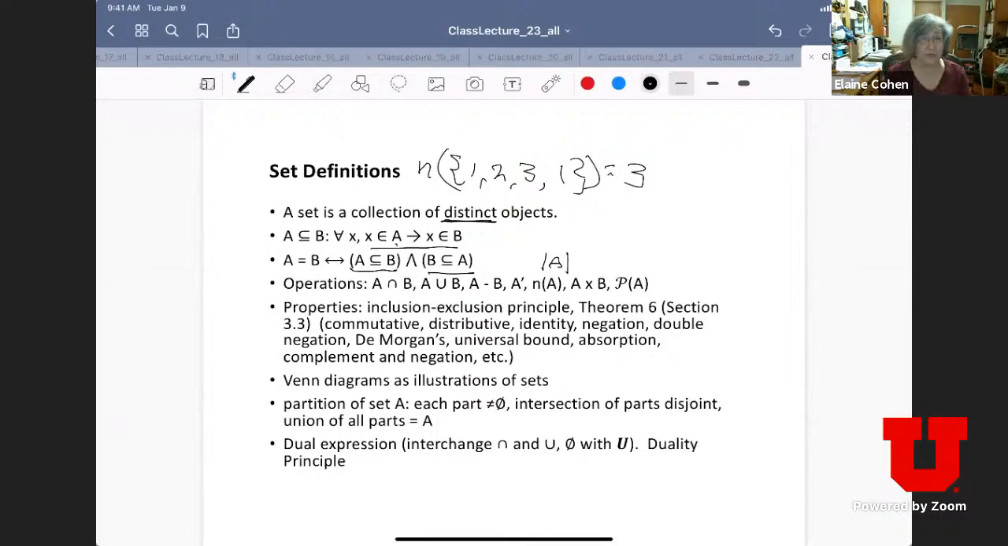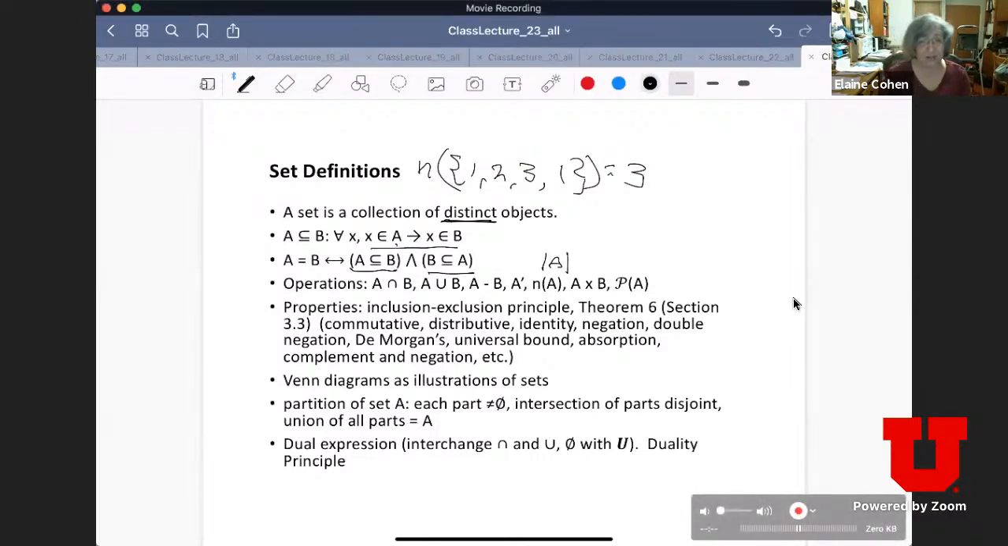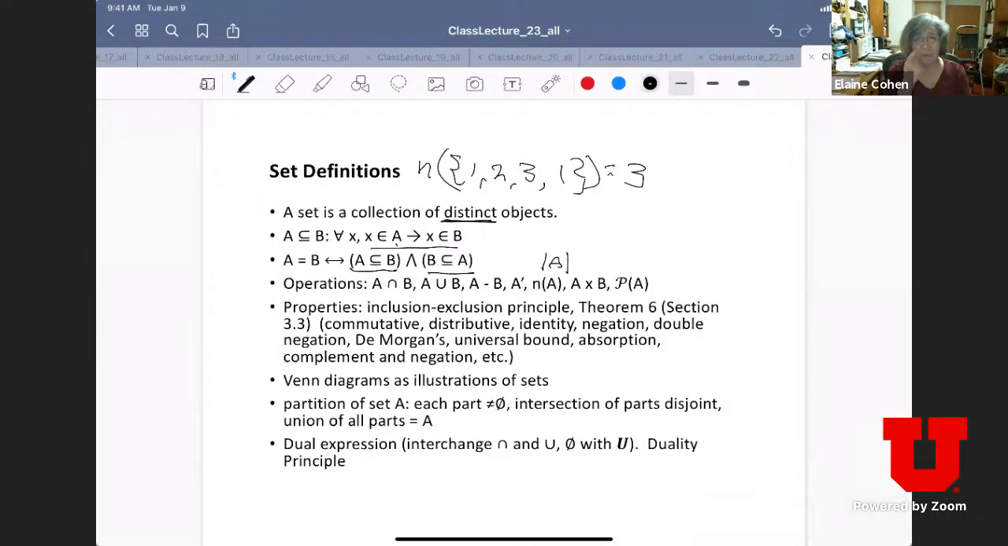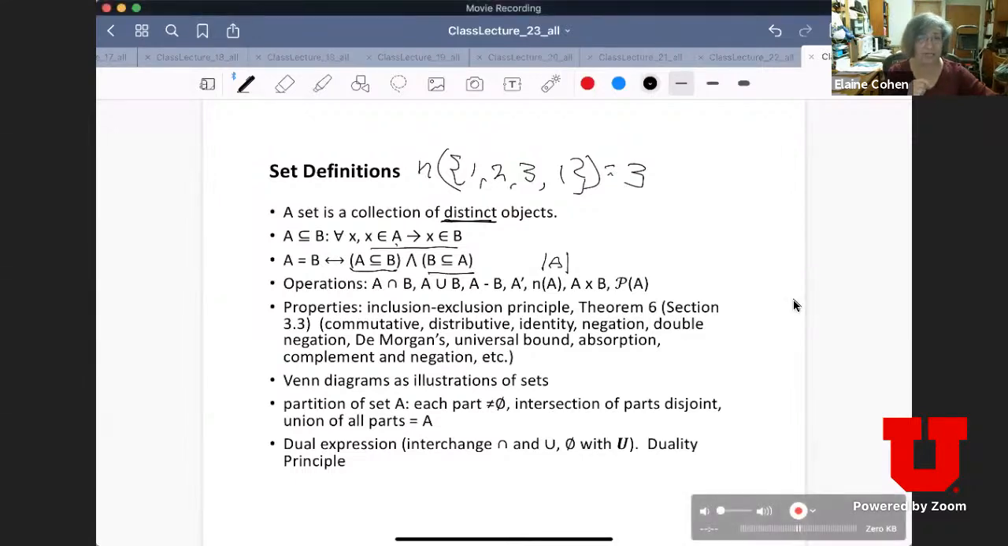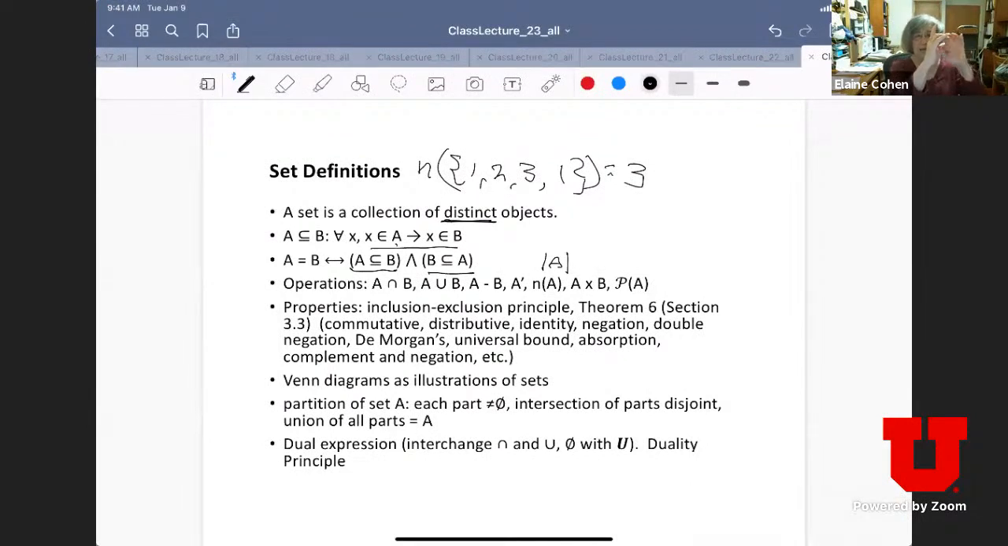What kind of properties were important? We had the inclusion-exclusion property. When did we apply it? We applied it when we were looking at unions of sets. When we're counting the number of elements in a union of sets, when the sets overlap, the part that's in both of them has been counted twice, once for each set. So you have to subtract it off. When you have more than two sets in the union, it becomes much more complex. Go look at it.